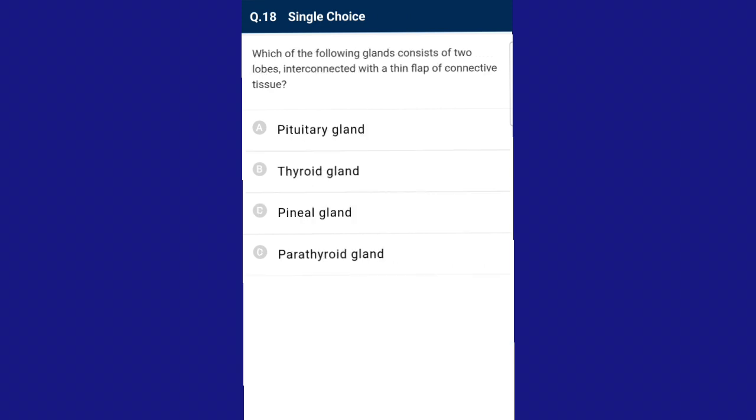Question number 18. Which one of the following glands consists of 2 lobes interconnected with a thin flap of connective tissue? Thyroid gland consists of 2 lobes interconnected with a thin flap of connective tissue. So the answer for this question is option B. It is connected by a strip of thyroid tissue known as the isthmus.